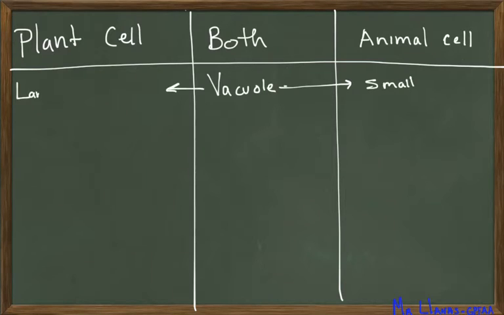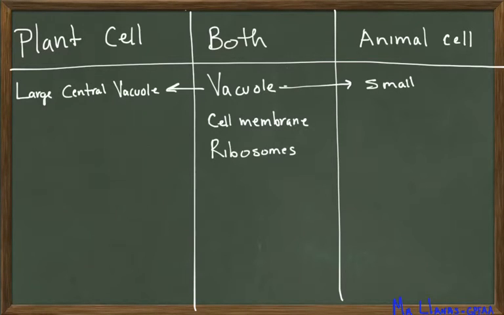They both have a vacuole. We know that. It's just that animal cells have a very small vacuole, while plant cells have a large central vacuole where they store water and nutrients. Okay, they both have a cell membrane. They both have ribosomes. We know the cell membrane is to control what goes in and out of the cell. The ribosomes make proteins. We already talked about that. They have a cytoplasm, which is the gel that keeps everything together.